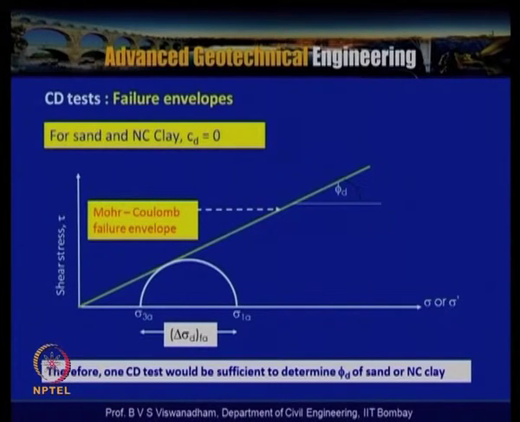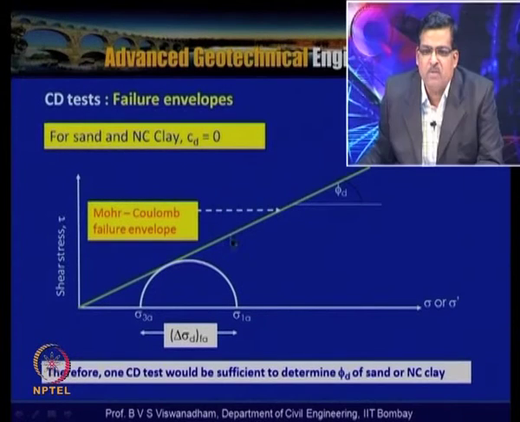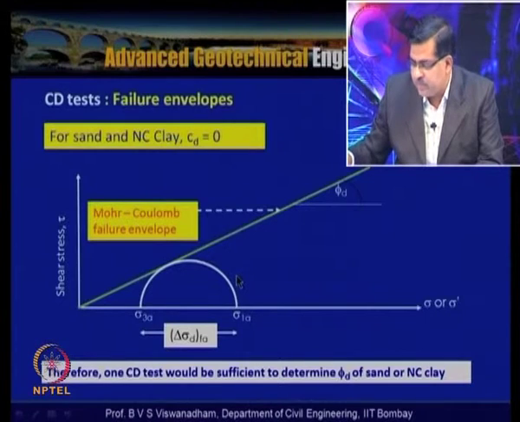Strictly speaking, for example, if you have a normally consolidated clay, c_d is equal to 0 and the Mohr circle is passing through the origin, the failure envelope passing through the origin. Therefore, one CD test would be sufficient to determine the phi_d of the sand or loose sand or normally consolidated clay. So one CD test would be sufficient to determine phi_d, the drained friction angle of a loose sand or normally consolidated clay.